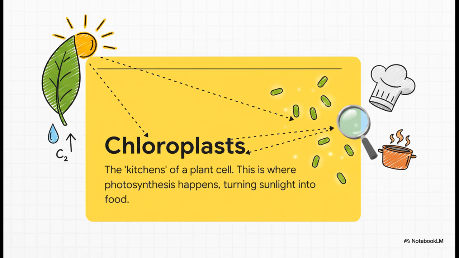Now, what about plant cells? They can't exactly order a pizza, can they? So they have their own kitchens called chloroplasts, and these are only found in plant cells. They are master chefs. They take sunlight, water, and carbon dioxide, and they cook up their own food through a process called photosynthesis. So cool.